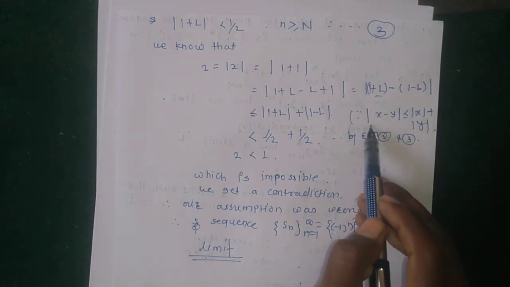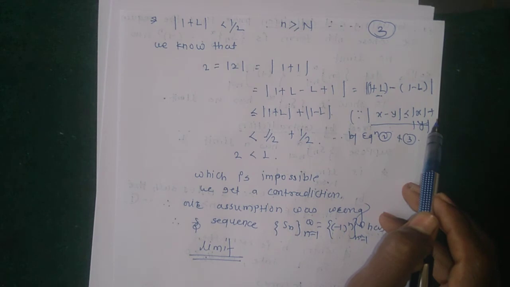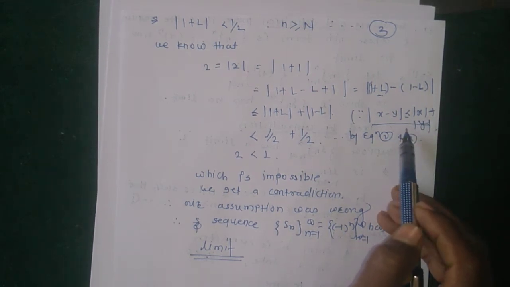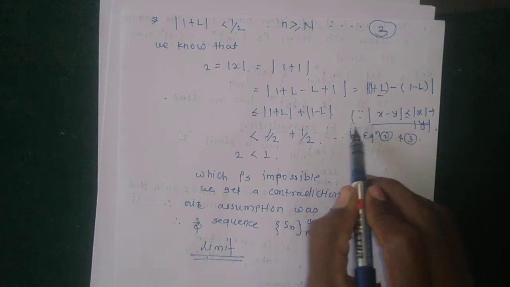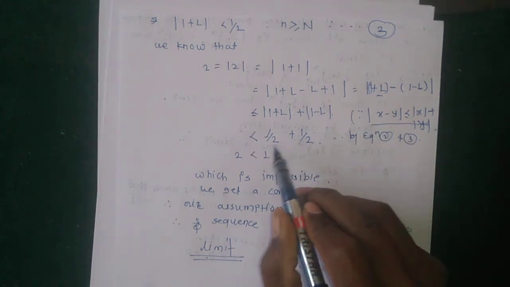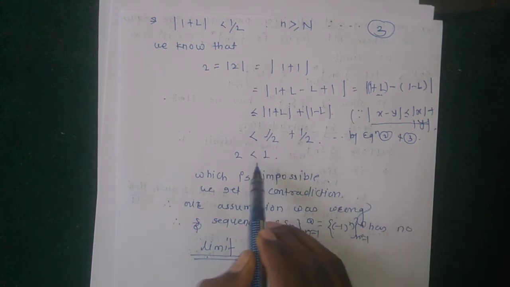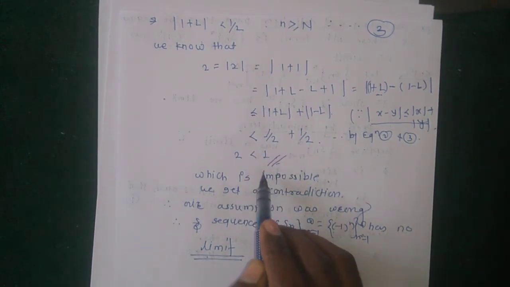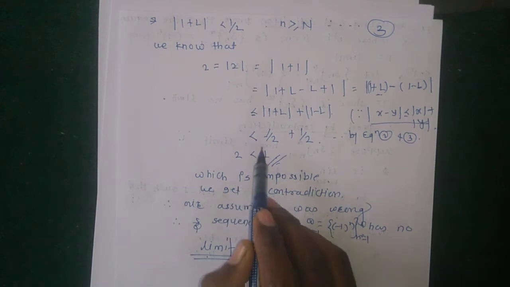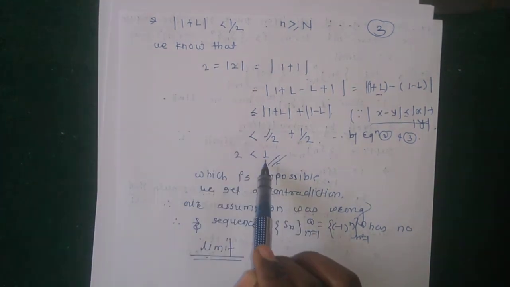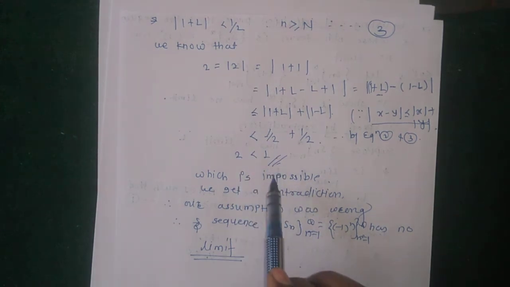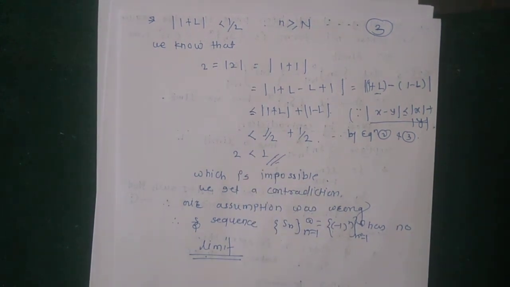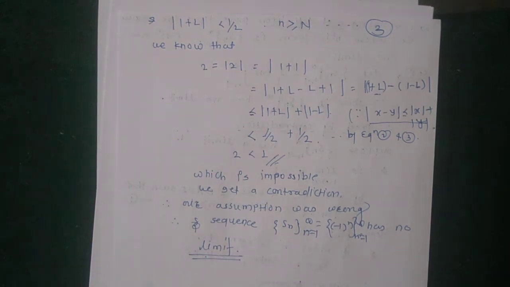Then use the result mod x minus y is less than or equal to mod x plus mod y. Using this result, 1 by 2 plus 1 by 2, and we get 2 is less than or equal to 1. This is not possible, and this is a contradiction. So our assumption that the given sequence Sn has a limit L is wrong, which implies that the given sequence has no limit. So this is one example.